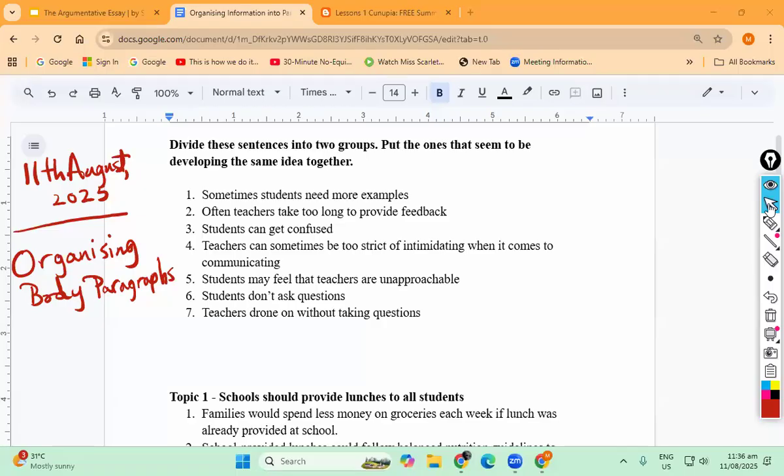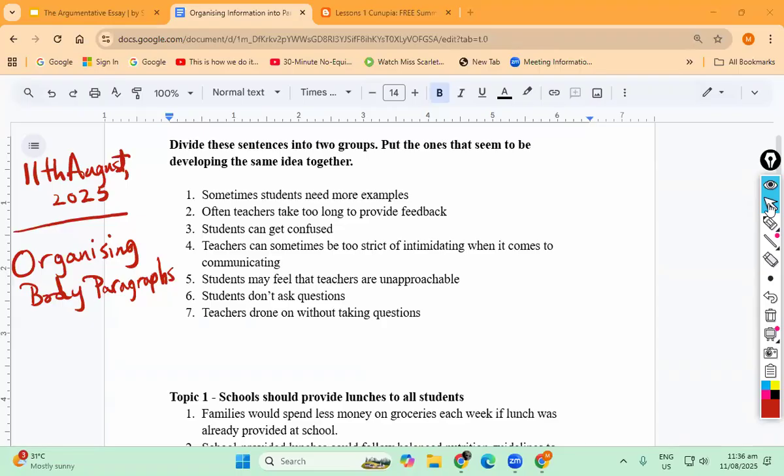Last week I gave you these sentences. There was a picture of a house, and I asked you to organize them so they would be in the two different parts of the house. So let's look at them together. You shouldn't need to write this again because you would have written it last week.